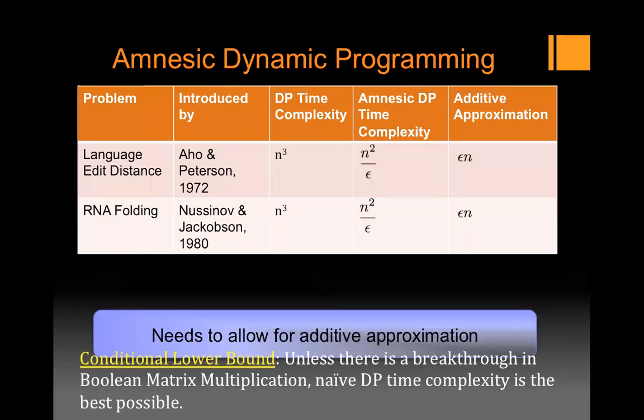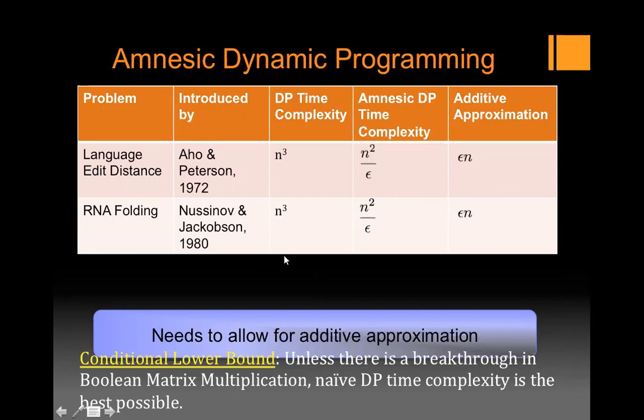Let me tell you what kind of results we get using amnesic dynamic programming. For language edit distance, we can reduce the time complexity to n squared over epsilon with an additive approximation of epsilon n. So if you set your epsilon to be, say, 1 over square root of n, then the running time will be n to the 2.5, and you will get square root of n additive approximation.